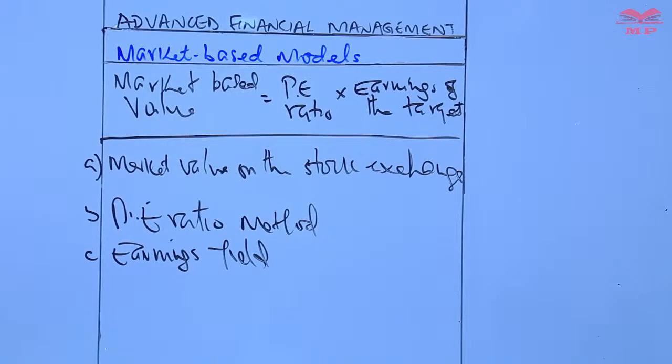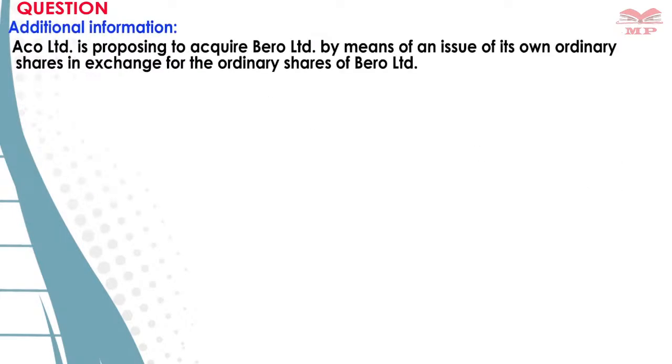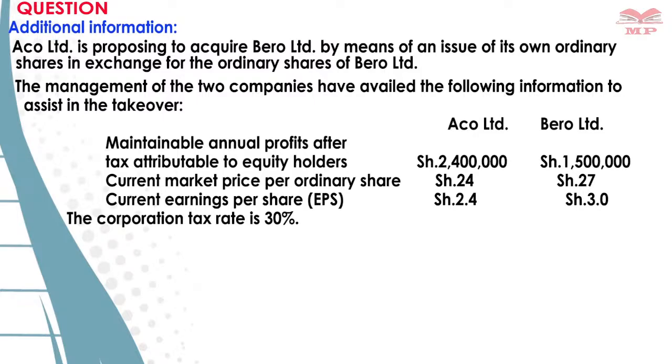This is again August 2023, question 4. The statements of financial position of 2 companies, ACO Limited and Biro Limited, as at 31st December 2022 are shown below. Additional information number 1: ACO Limited is proposing to acquire Biro Limited by means of an issue of its own ordinary shares in exchange for the shares of Biro Limited. Number 2: the management of the 2 companies have availed the following information to assist the takeover. We have the maintainable annual profits after tax attributable to equity shareholders, the current market price per ordinary share, and the current earnings per share. The tax rate is 30%.